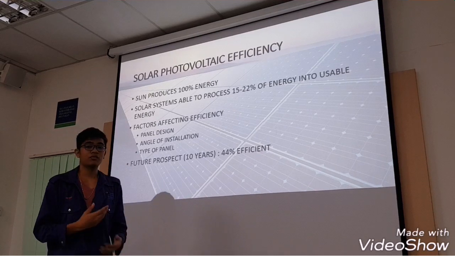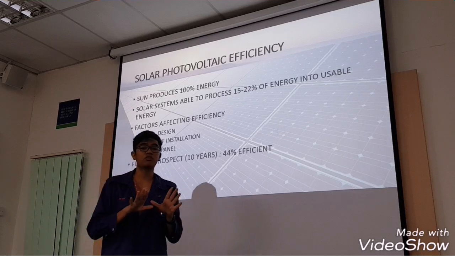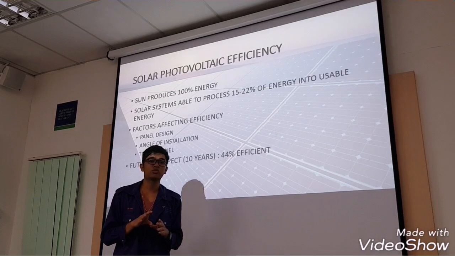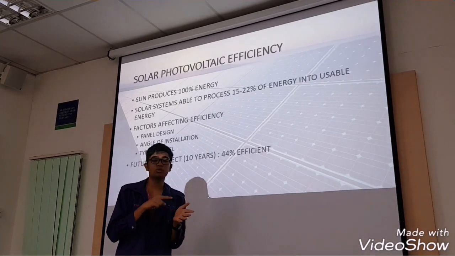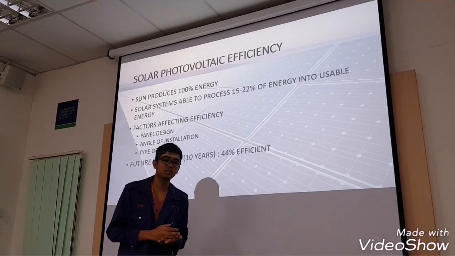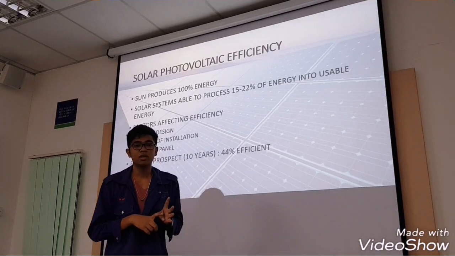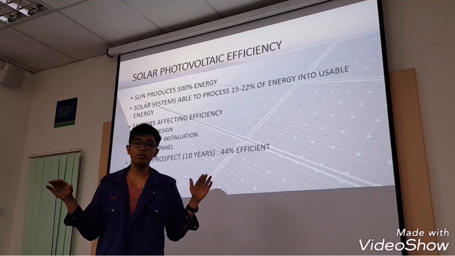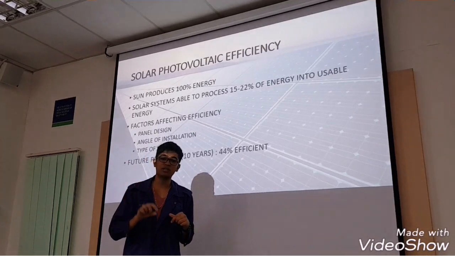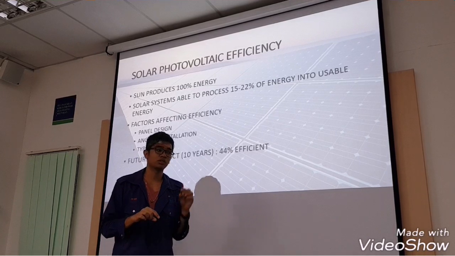Solar photovoltaic efficiency. Here the sun produces 100% of the energy, but the solar system is only able to process 15 to 22% of it into usable energy. And what factors affect the efficiency? First, panel design. We usually mount a mirror on the solar panel to reduce its reflectivity, and here it can ensure the efficiency of the solar panel.